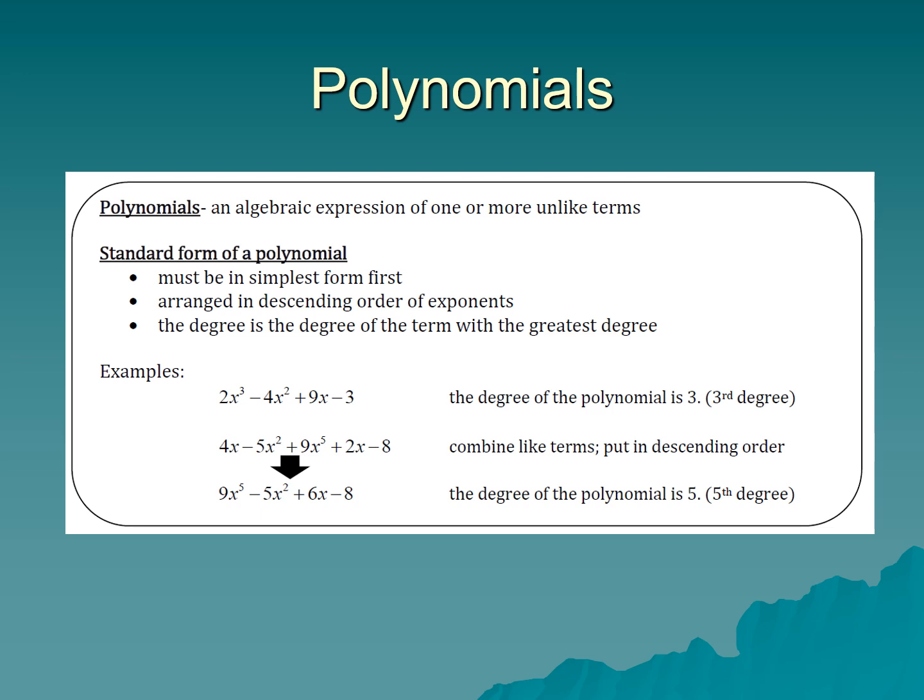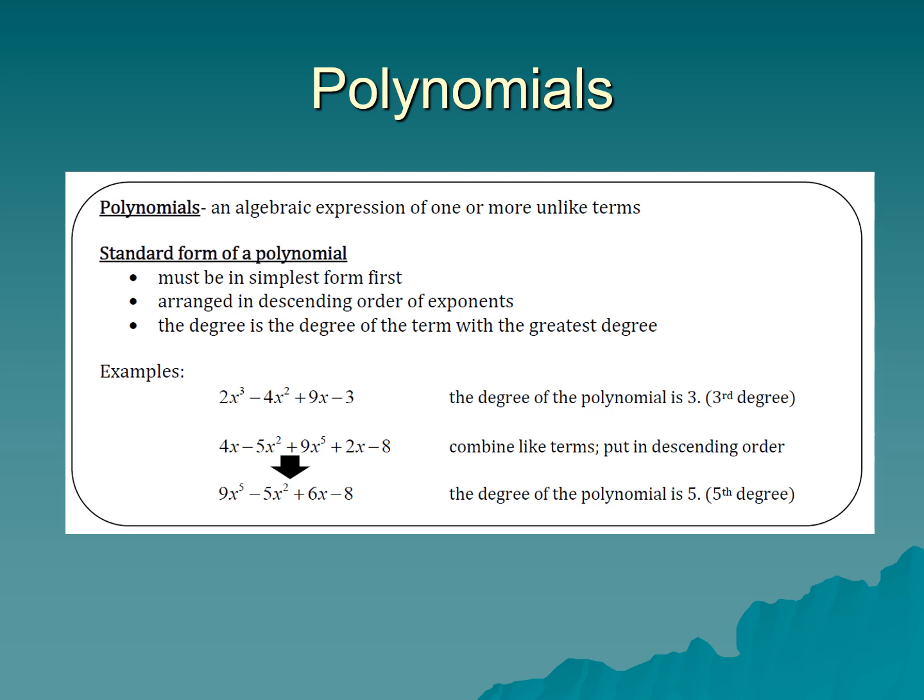Today's lesson is going to be on polynomials, specifically adding and subtracting. So before we get into how to add or subtract, first we're just going to review the definition of a polynomial. A polynomial is an algebraic expression with one or more unlike terms. The standard form of a polynomial is basically descending order, but we always simplify first. So you would want to make sure that all like terms are combined, and then you would put it in descending order of the exponents.